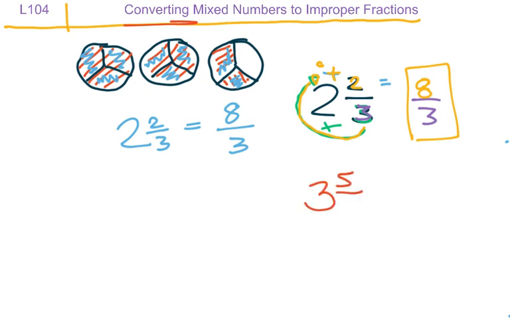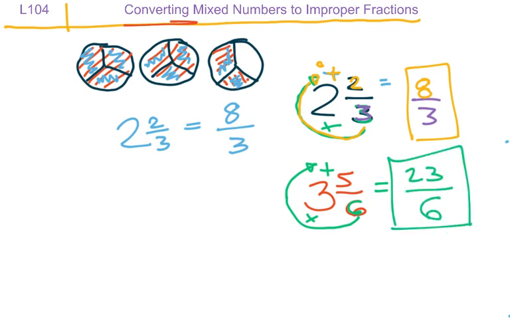Let's try it with this one. 3 and 5/6. Remember, we're going to start at the 6. We're going to wrap around in a multiplication sort of fashion. So 3 times 6, we know to be 18. Then I'm going to add the 5, and I end up over the same denominator. So 3 times 6 is 18, plus the 5 is 23. 23 sixths. And I box that up. And you might wonder, why do we need this? Oh, we're going to get there in a moment. But right now, I want you to practice this.